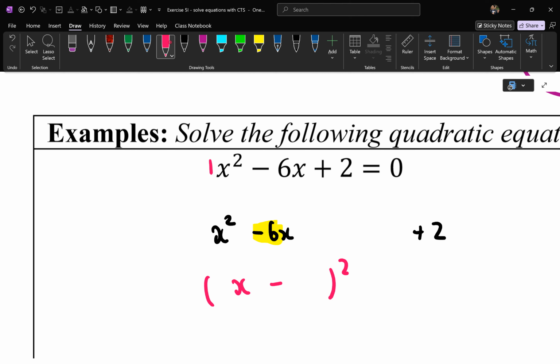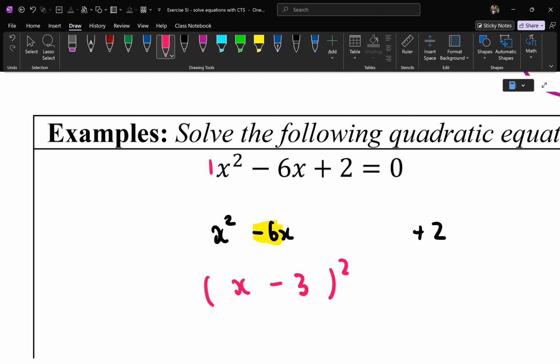-3. So it should be x minus 3. Like Ryan said before, x is always going to be the x squared coefficient, which is 1, so it makes sense. The -3 comes from half of -6. And then that tells us what the last number should have been.